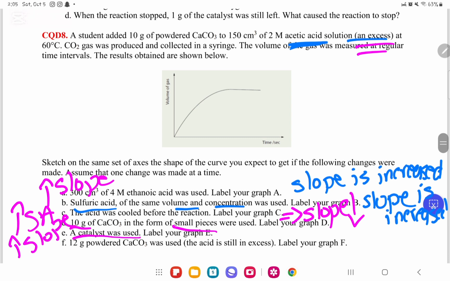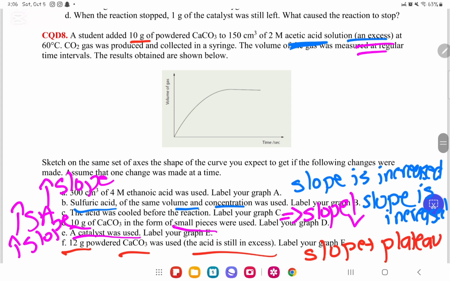Now focus please for part F. 12 grams, we increased the mass, so we're increasing the concentration of CaCO3 used. The acid is still in excess, so that means CaCO3 is the limiting. Whenever we increase or decrease the concentration of the limiting, both the slope and the plateau are affected.